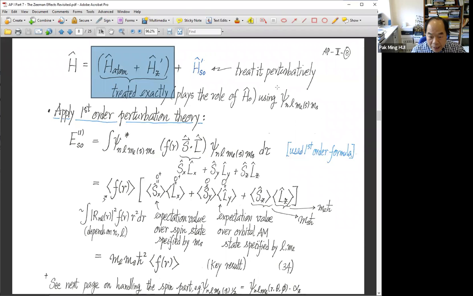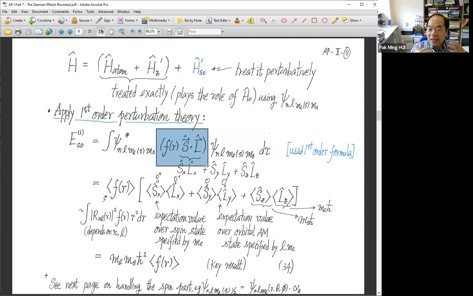The unperturbed states are this kind of atomic states. Now we have an extra term. So what? Try first order perturbation theory, meaning the shift in energy will be given by the atomic states in this label with the spin-orbit term in between. So it's the expectation value of H prime. Okay, so this is the first order term. So follow me.